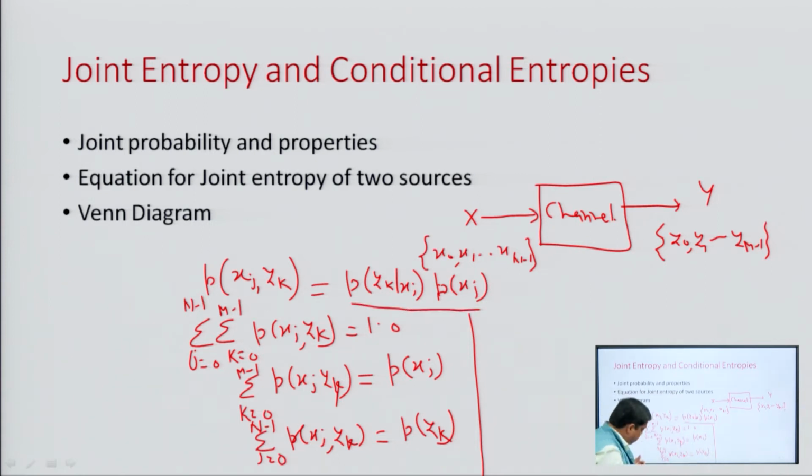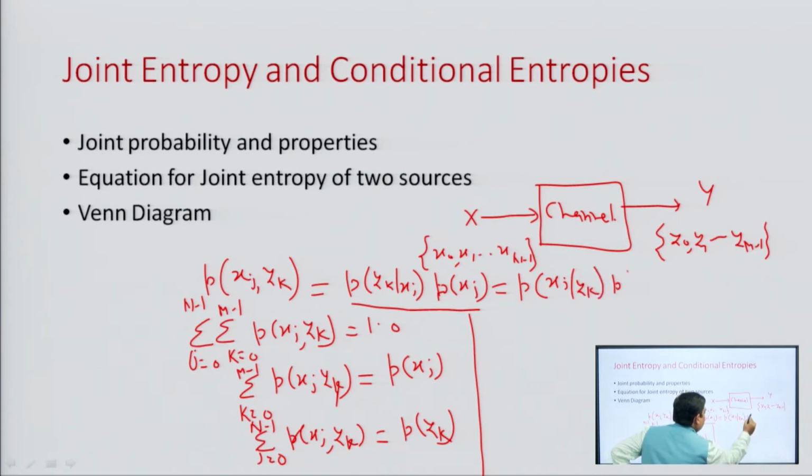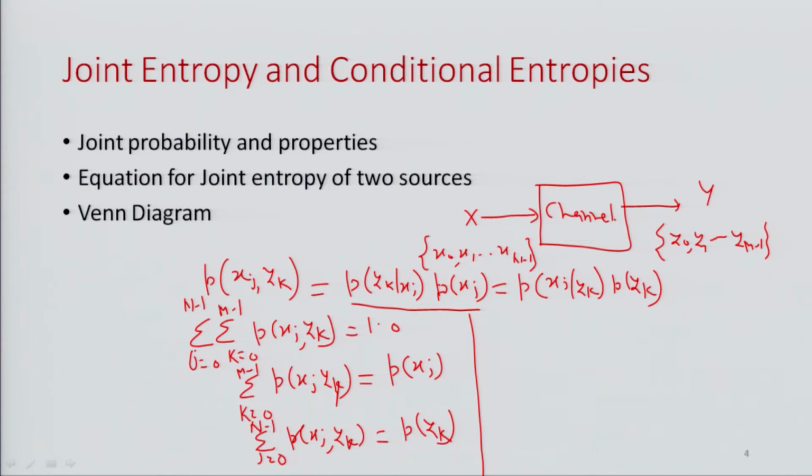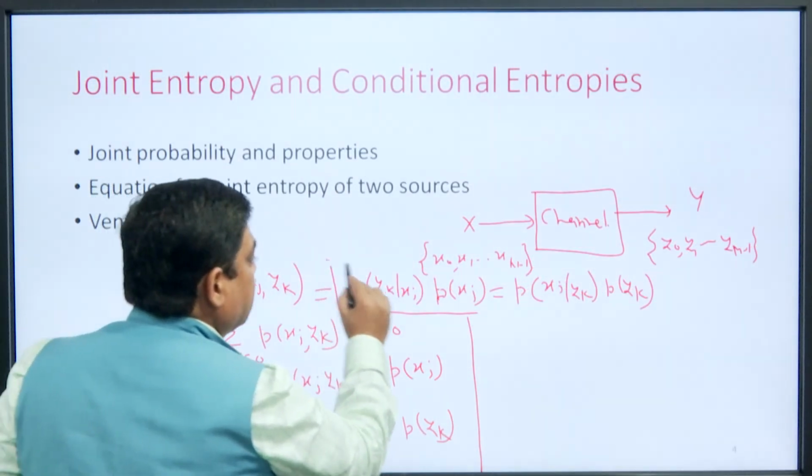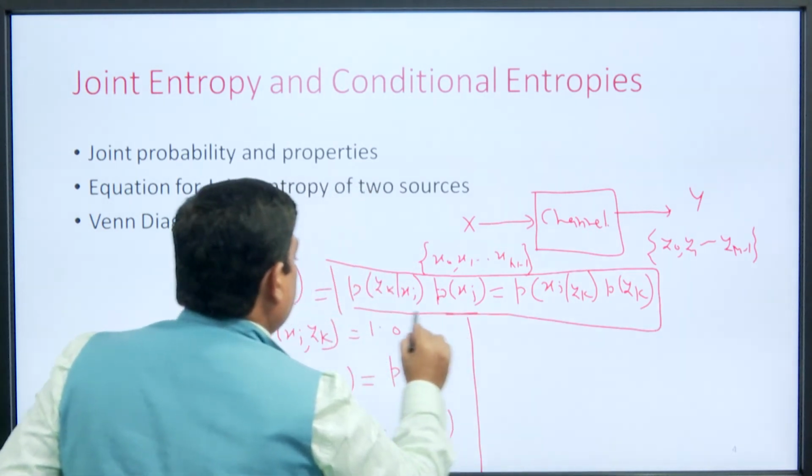One property is that p(xj, yk) is equal to p(yk | xj) into p(xj). Similarly, it is also true that it is equivalent to p(xj | yk) into p(yk). This becomes one property, which can be used when we are converting from p(yk | xj) to p(xj | yk). This is the main property.